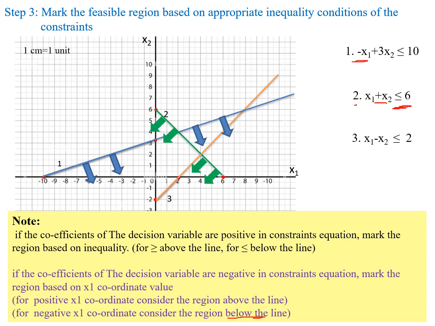Next we have to go for the third constraint. Here observe that the x2 coefficient is negative, so the second condition is satisfied, and the x1 coefficient is positive. So we have to mark the region above the line.